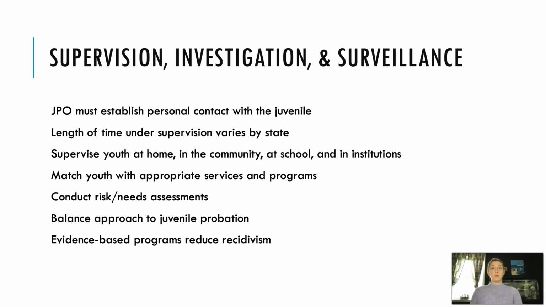They're going to see them at school, and they'll visit them in institutions. They're going to match youth with their appropriate services and programs based on the risk needs assessments that they're going to conduct. So we like to take a balanced approach to juvenile probation. In Pennsylvania, it's called balanced and restorative justice, where you look at three factors. You want to protect the community, improve the competency development of the offender, and also hold the offender accountable, particularly if there are victims, so making the victims whole.